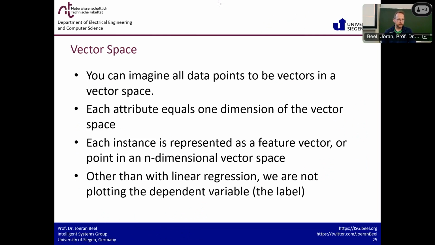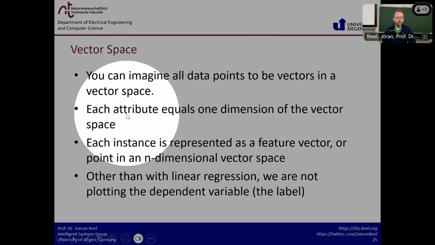I think that's what I said. Let me see. Did I miss something you can remember? All instances, all data points are vectors in the vector space. Each feature or attribute equals 1 dimension in the feature space.